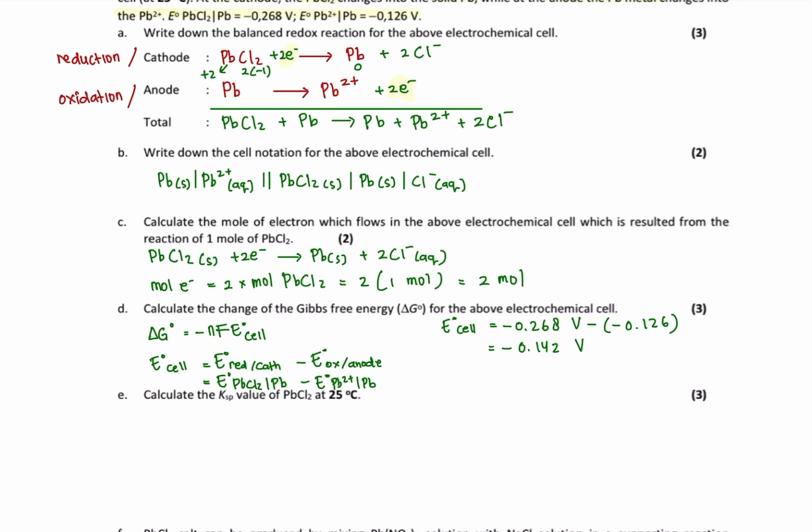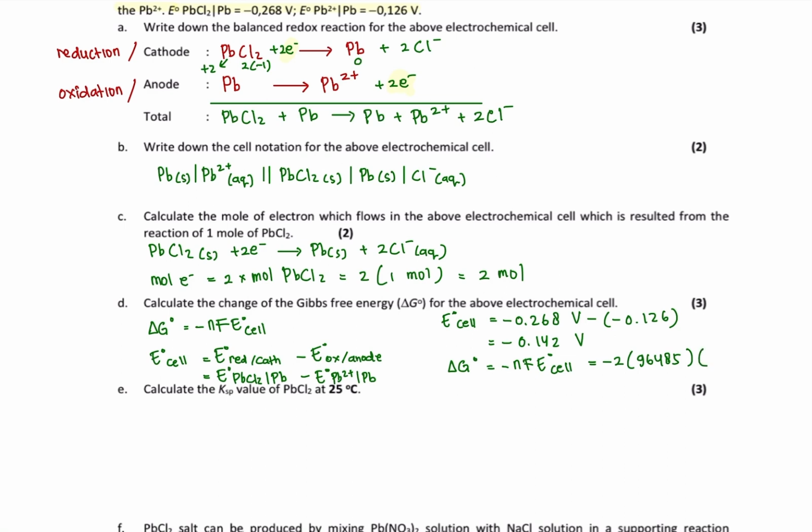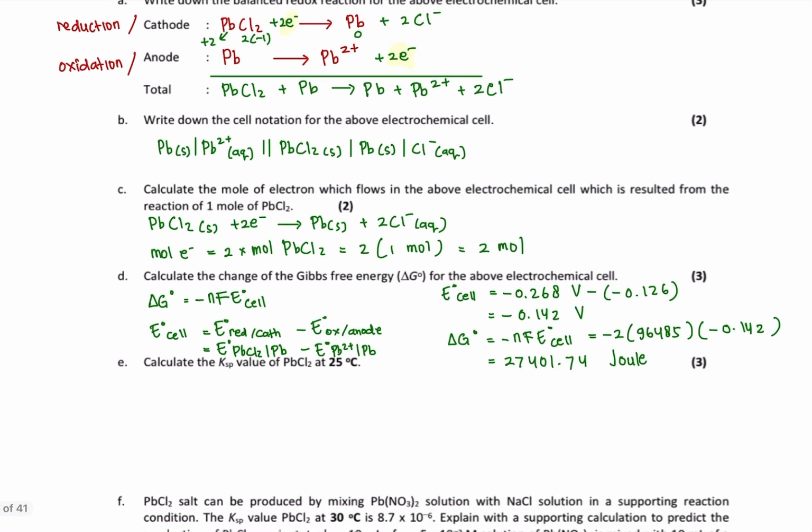spontaneous reaction. So when we calculate the delta G here, this is minus n F E standard of the cell. So here we have 2 moles, then the Faraday constant, and then we have the E cell in volts. So we are going to have the result in joules. So here we have a positive value of the delta G. Now let's take a look.